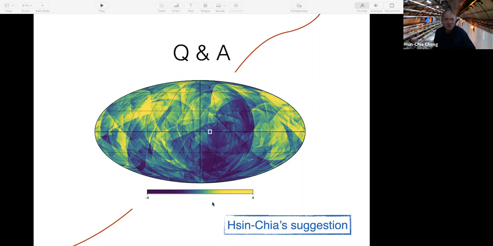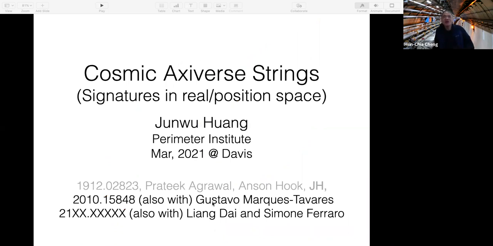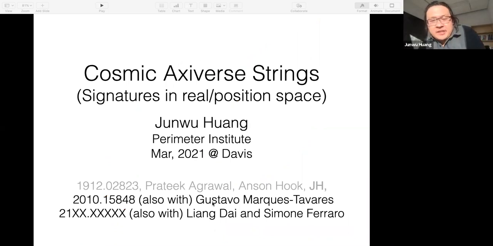Okay. So if no further questions, I will be telling you today something different. All of today's observables that we will talk about are observables in position space or in angular space. So these are real features in the sky instead of the measurements that Anson was talking about last week, which are all in terms of L space or Fourier space.